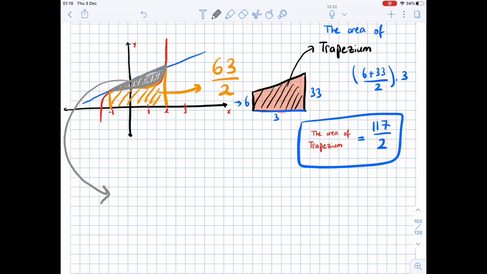You see that if I subtract the result of the integral from the area of the trapezium, I'm going to find the gray area. Finally, I'm going to take away the area below the curve, which comes from the result of the integral. So 117 divided by 2 minus 63 divided by 2, which is going to be 27. The result is 27, guys.